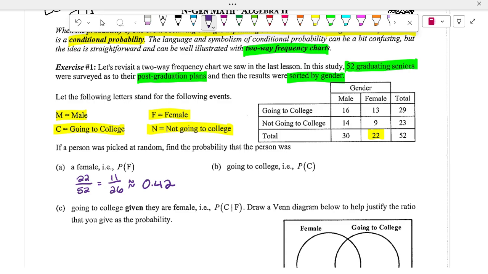What's the probability of a person that we randomly pick going to college? 29 out of 52. That won't be able to be simplified. It would be 0.56 as a decimal. And the reason I know that 29 over 52 is not going to simplify is because 29 is prime.